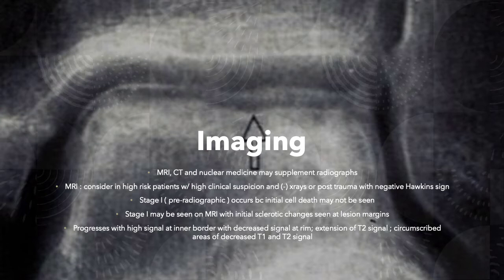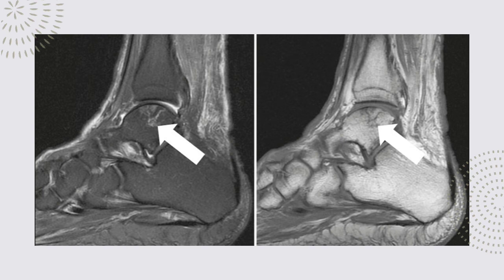An MRI will also show extension of the lesion on T2 images and circumscribed areas of decreased T1 and T2 signal. Here we can see these changes depicted quite nicely on MR images, of course a T2 on the left and T1 on the right.